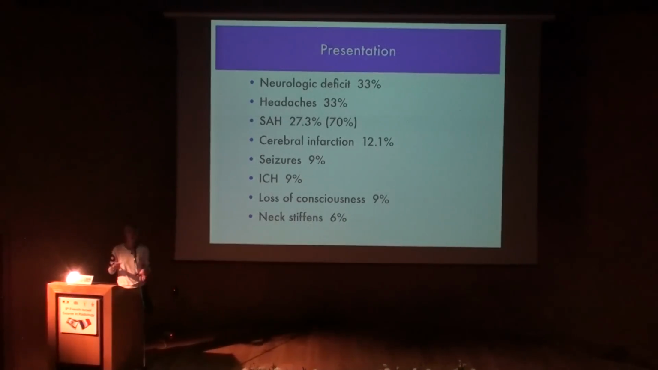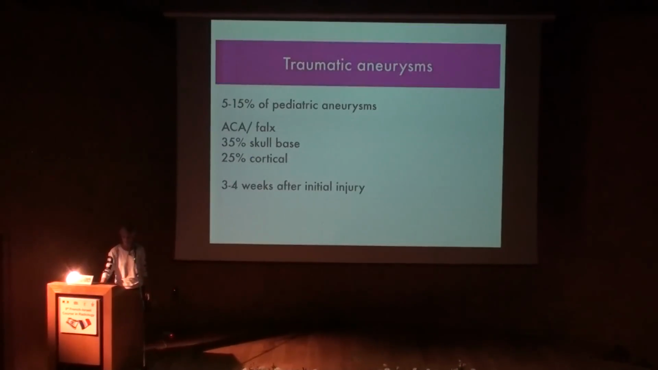If you look at the literature, you're going to see that still, like in the adults, most of the kids are going to present, about 70%, with a subarachnoid hemorrhage. And then some of them can present with infarction, seizures, which is very interesting, intracerebral, intraaxial brain hemorrhage, loss of consciousness, and neck stiffness, pain. They're sick sometimes, and we'll see examples. So now we look at the subgroups.